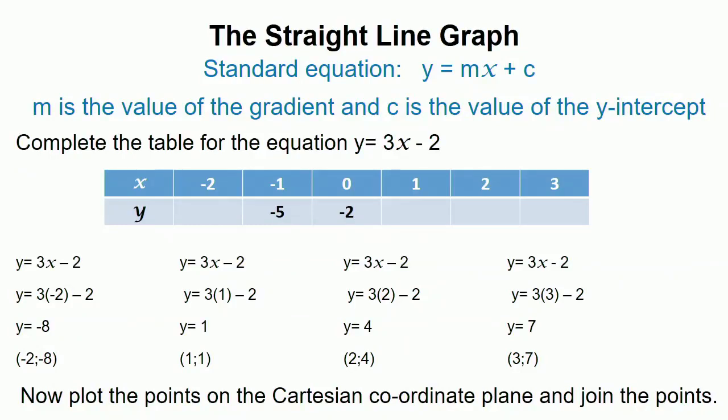Now what does it mean? The x value of the coordinate is minus 2, the y value is minus 8. The x value is minus 1, the y value is minus 5. That one is given to you. The one that is asked, where x is 1, y is 1, so the coordinates are 1, semicolon, 1. That's the coordinates which you have to plot. Then x is 2, y is 4, and 3, 7.